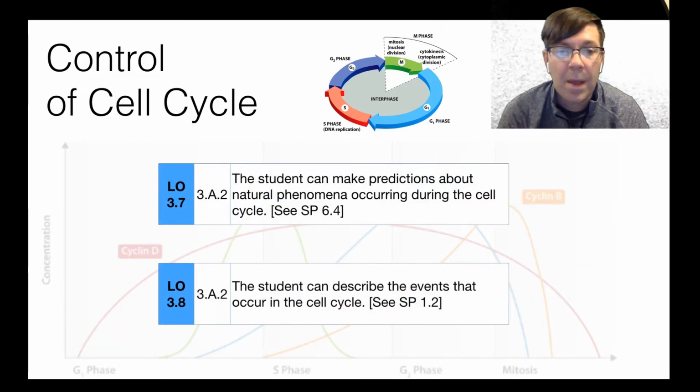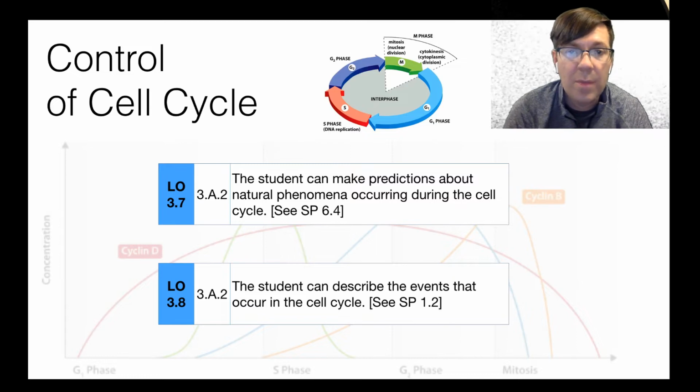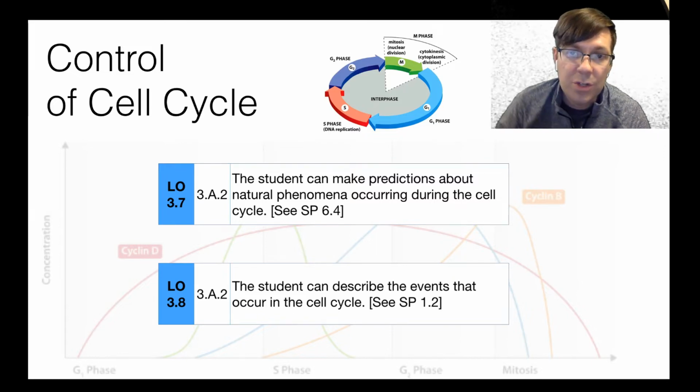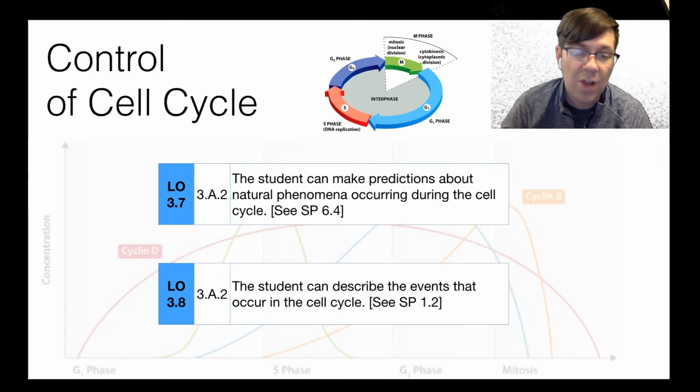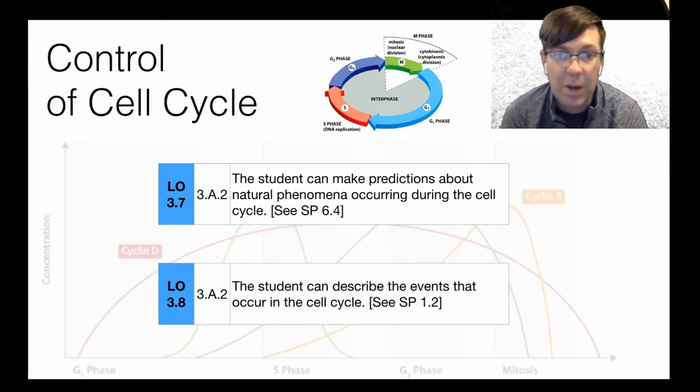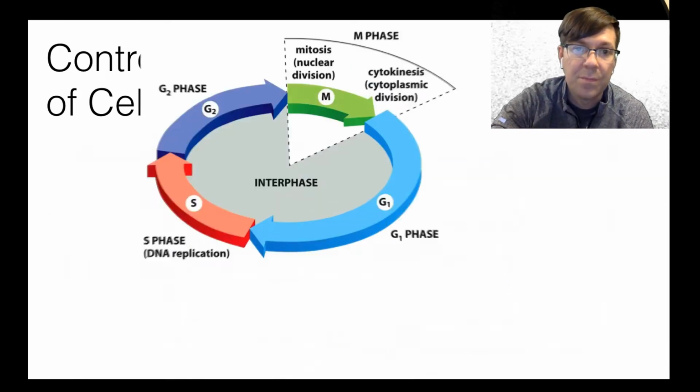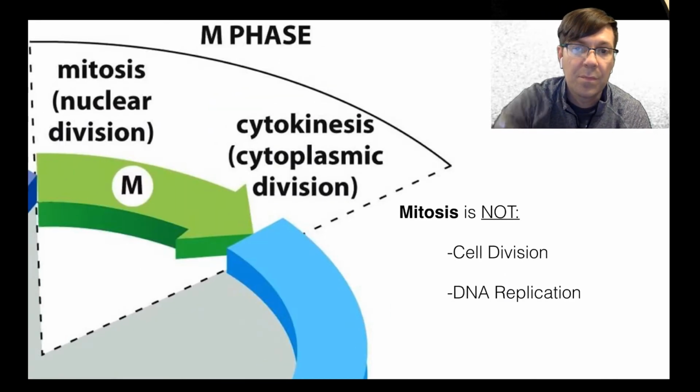You also want to be able to describe the events in the cell cycle. So G1, cell doing its job. S phase, DNA replication occurs. G2, cell preparing to divide.